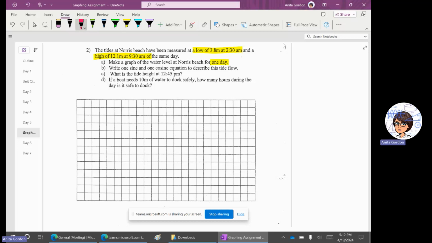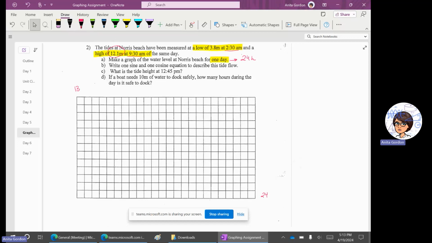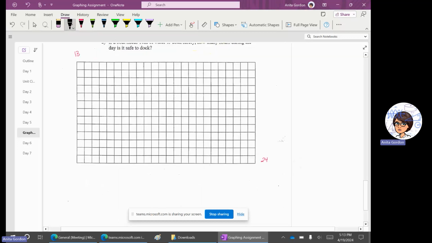Because we are graphing things at different times of day, we are graphing a 24-hour cycle. I've already counted the squares on the grid, and there are 13 vertical squares and 24 horizontally. This works out really nicely because my maximum height is at 12.1. So I can make my scale go up by 1. So this is 1, 2, 3, 4, 5, 6, 7, 8, 9, 10, 11, 12, and again, this is 0.